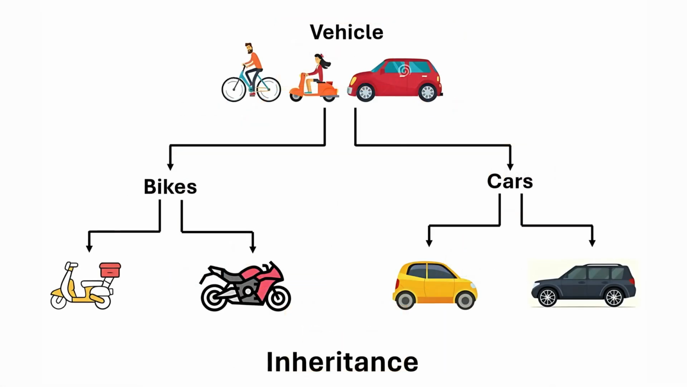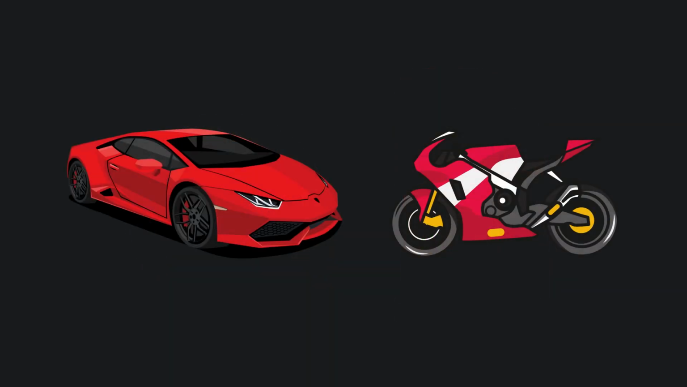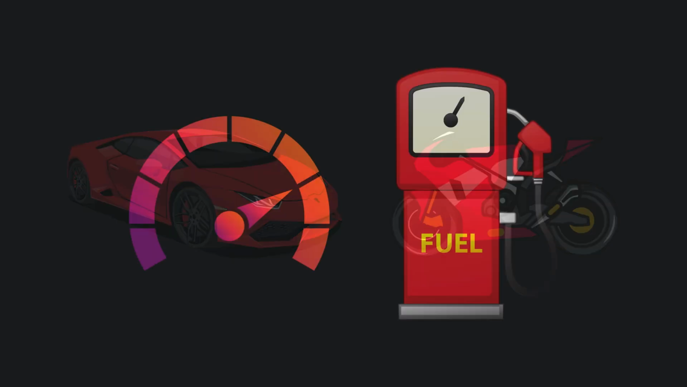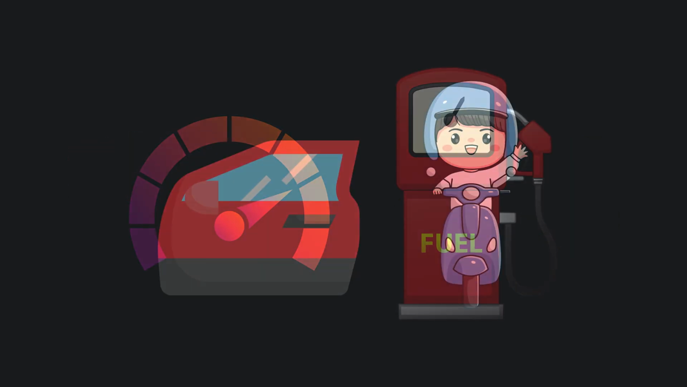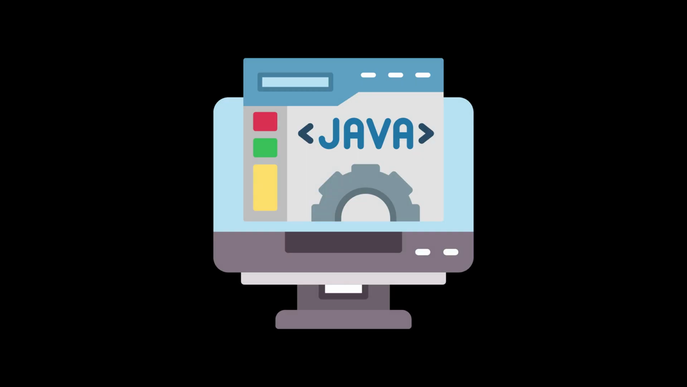Let's say we have a Vehicle class. Every vehicle has speed and fuel. Car and Bike are special types of vehicles. They both share common things, speed and fuel, but they also have their own special features. Let's write some Java code so we can understand it more clearly.